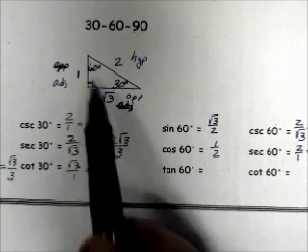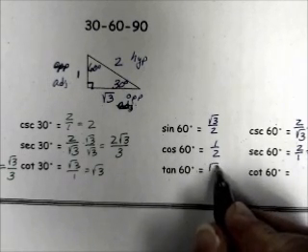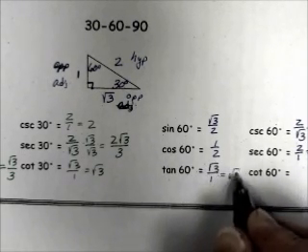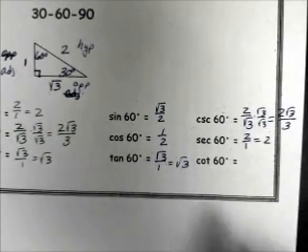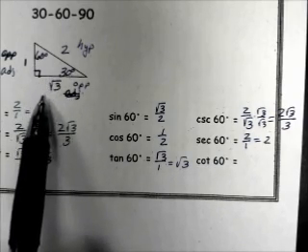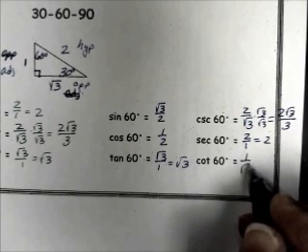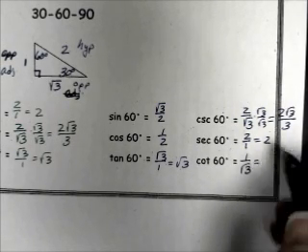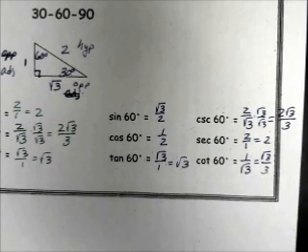The tangent of 60, tangent is opposite over adjacent, square root of 3 over 1, which is simply the square root of 3. And the cotangent of 60 would be the reciprocal of tangent, adjacent over opposite. 1 over the square root of 3. We rationalize the denominator, and we'll end up with the square root of 3 over 3.